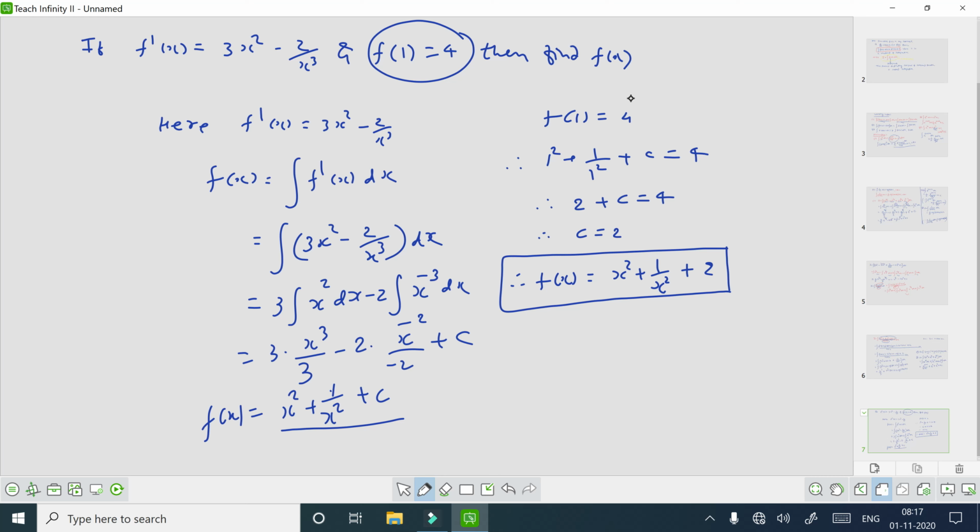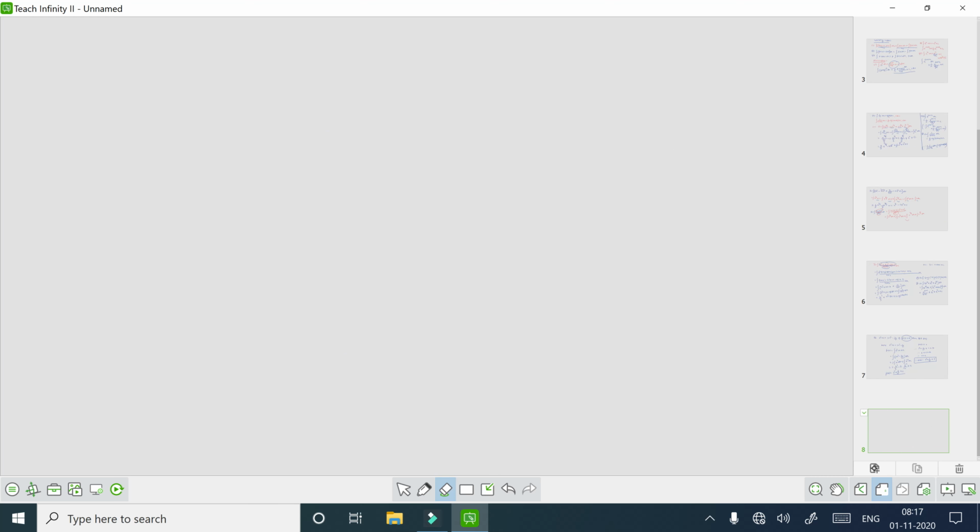On the same line, you can obtain one more sum also. Let us leave it for you. Second sum, if f dash x is equal to 8x cube minus 2x and f of 2 is equal to 8, then find f of x. On a similar line you can solve this one.